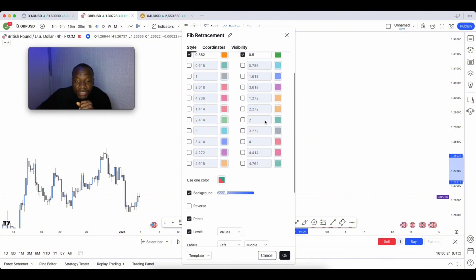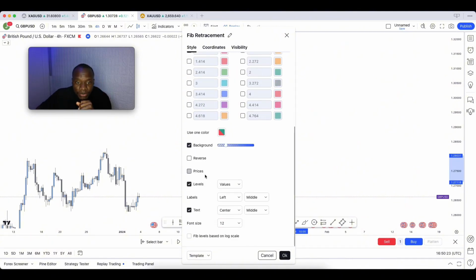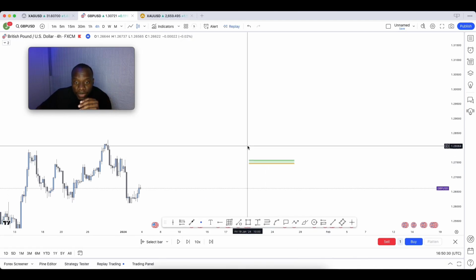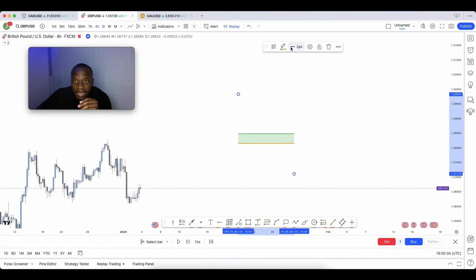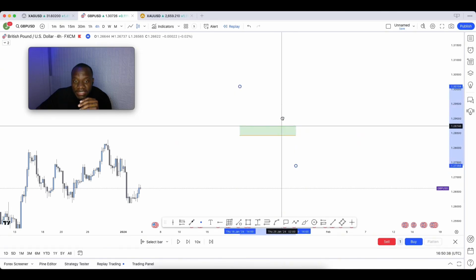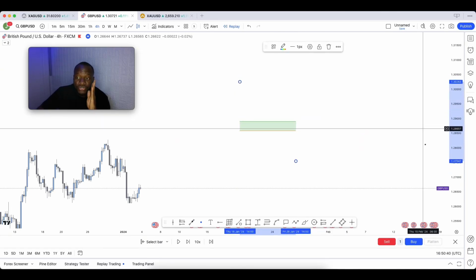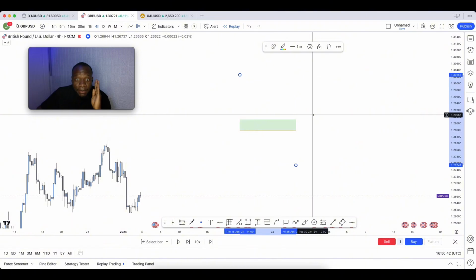Then you remove the trend lines, come down, you remove the price, you remove the level and the text. I don't use the text. Then you click OK. So at the moment, this is how our Fibonacci looks. Then again, the size of the line, I don't like it too thick. So this is how your Fibonacci is supposed to look for you to trade this pullback that I'm about to show you how to do.